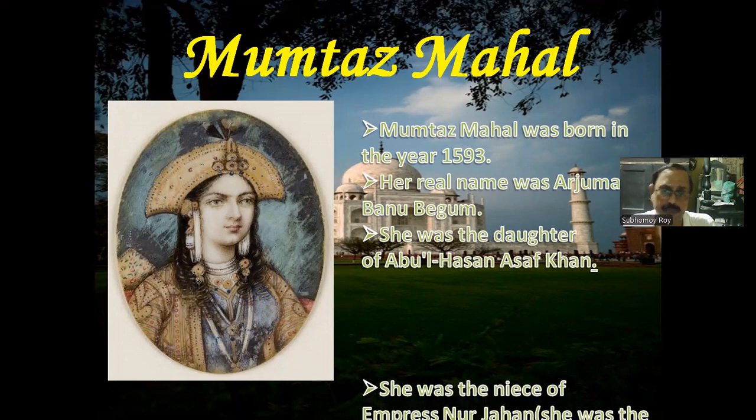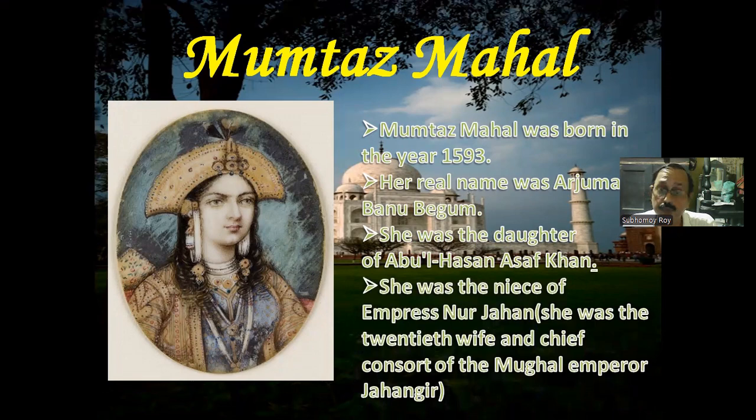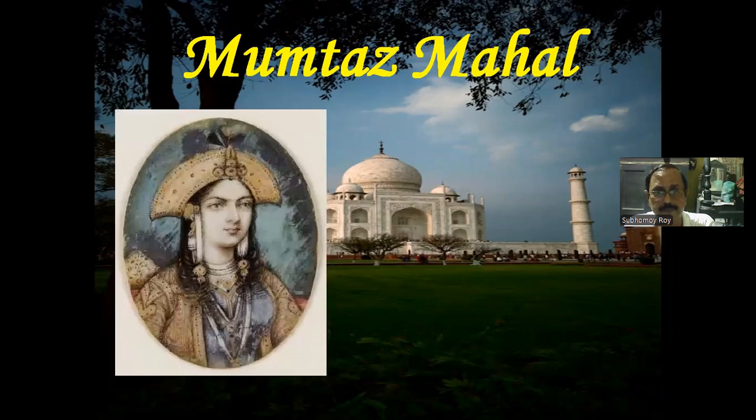They are of Persian origin. They migrated to India. She also had a royal connection. She was the niece of Empress Noor Jahan. Who is Noor Jahan? Noor Jahan was the 20th wife and chief consort of Mughal Emperor Jahangir. So they had a relation with the royal family earlier.